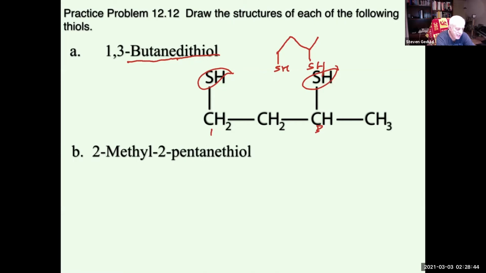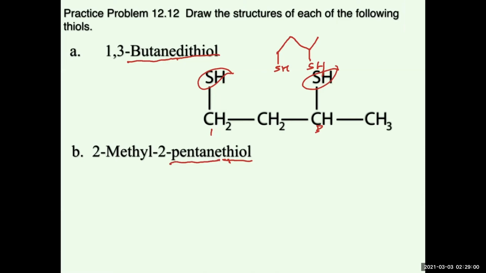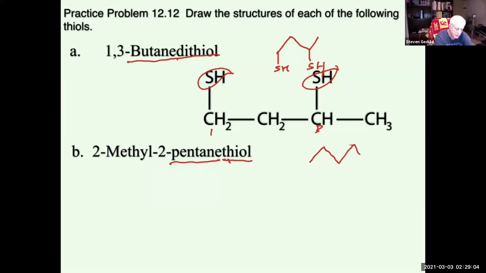2-methyl-2-pentane thiol. So let's work backwards again. We have 1 thiol group and we have pentane. Pentane is how many carbons? 5 carbons. Perfect. Let's do the line structures. 1, 2, 3, 4, 5 carbons. There's your pentane.